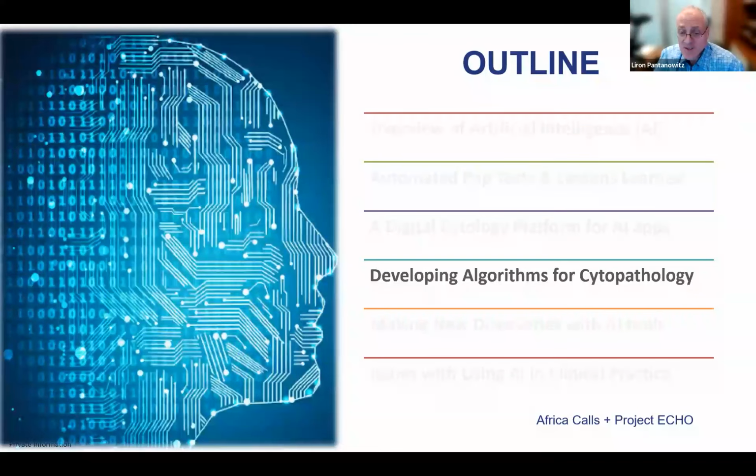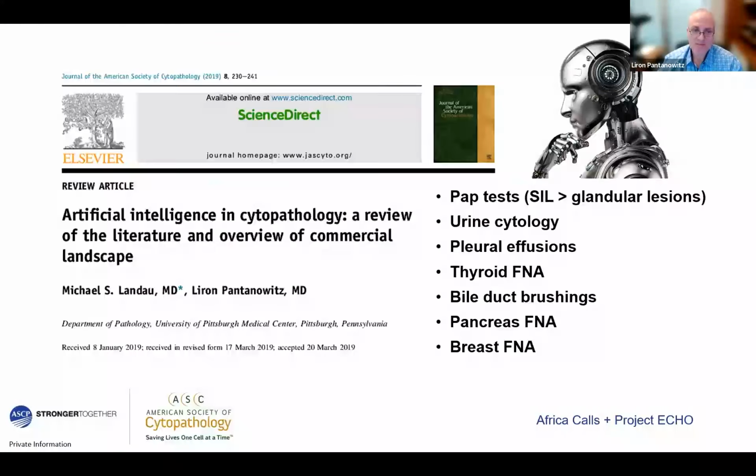So how easy or difficult is it to make an algorithm in the field of cytopathology? Let's look at that. A few years ago, I reviewed the entire literature to see who was working on artificial intelligence in the field of cytopathology and what they were doing. And we published that in the Journal of the ASC. Basically what I found is that there are lots of people around the world, especially computer scientists, working on pap tests, mostly the squamous lesions, some on urine cytology, a few on pleural effusions, and then it tapered off a little bit, less on thyroid, some on bile duct, very few on pancreas, and some on breast FNA.